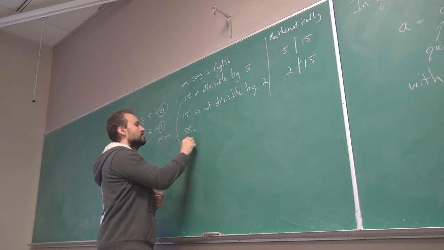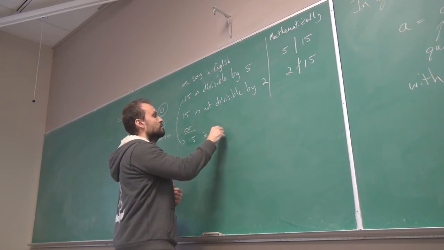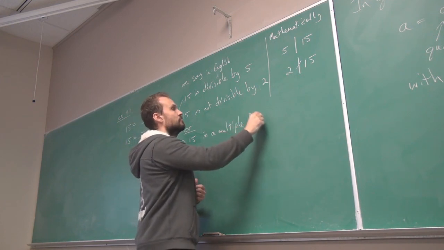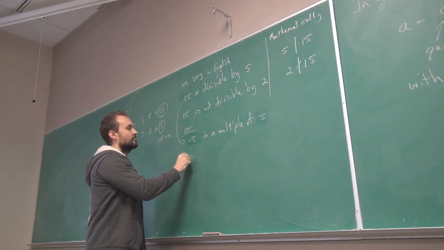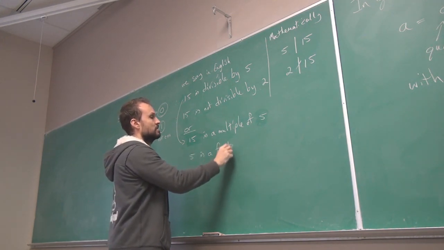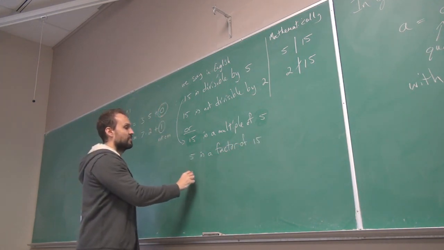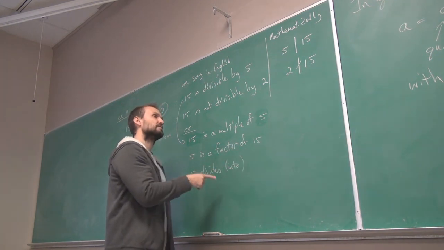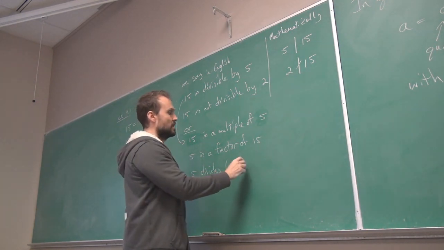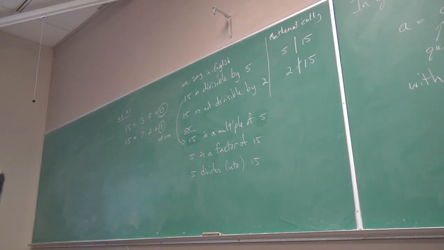Well, let's do it this way first. 15 is a multiple of 5. Or we can say 5 is a factor of 15. My favorite is 5 divides, I'll say in brackets because I think the into needs to be there, though many books don't say the into. 5 divides into 15. I don't like without the into. It doesn't feel right, but it's up to you.